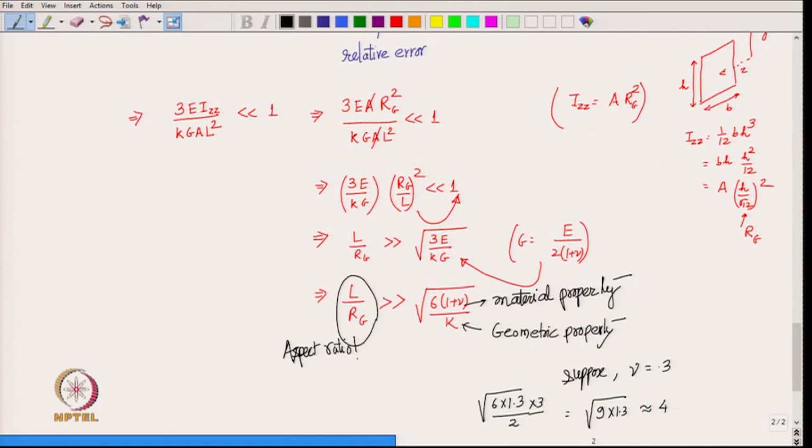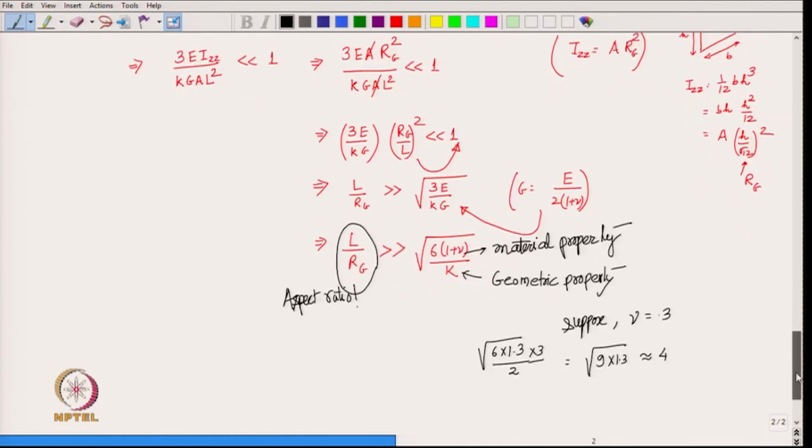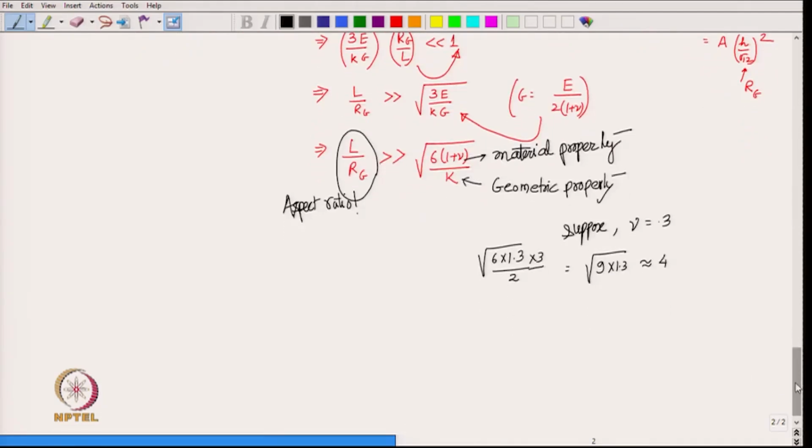So, if your L by R g is much greater than 4, so if the aspect ratio is, let us say, 10, then you can use Euler-Bernoulli theory. If the aspect ratio is, let us say, 4 itself, then you should use Timoshenko beam theory, right. All right. So, that is about Timoshenko beam theory.